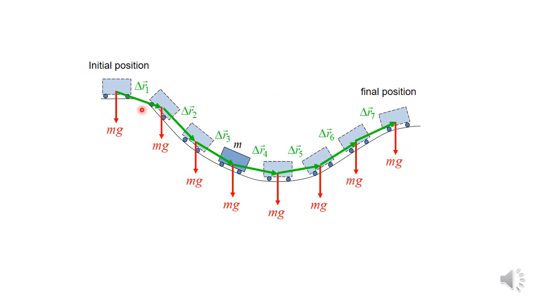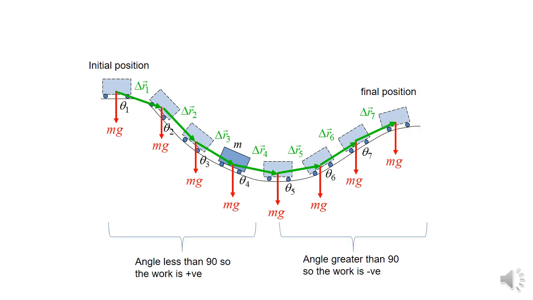So the way we do it, we cut up the path into small elements of length, delta R1, delta R2, delta R3, and so on. For each one of these elements of length, we can calculate what the work is. We can get the dot product between the force and the element of length. So we get a number. And then we add up all these numbers for all the elements of length, and that'll give us the total work for the whole path.